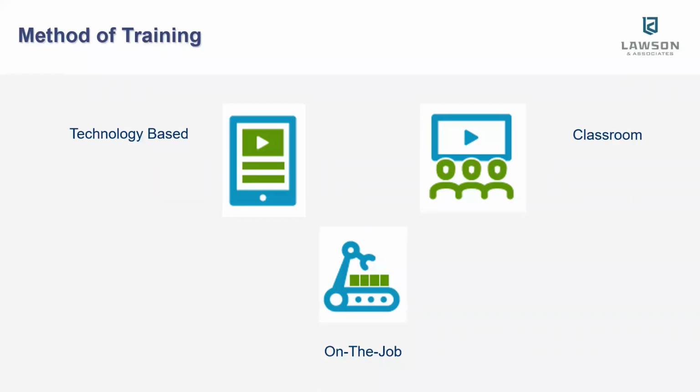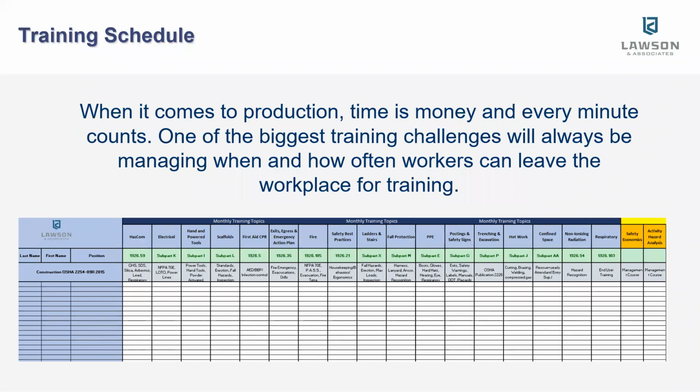Okay, so there are pros and cons to everything, and part of your needs assessment should be determining: maybe we do all of these, maybe we only do one or two, and deciding why for which audience group. Okay. Have a training schedule.